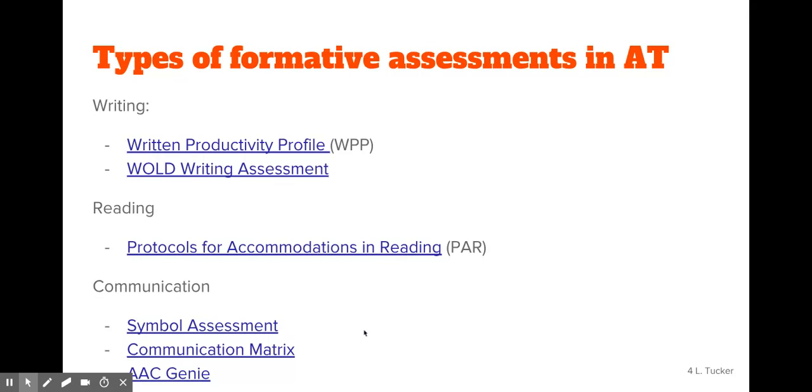So throughout this course, as we have our writing week, our reading week, and our communication week, we'll dive a little bit further into some of these assessments, but I wanted to give you an overview as you're starting to pick your target student and plan your assistive technology implementation and trial, so that we can start working on that now. So I wanted to introduce these. So this is step 1, an overview of AT assessments.